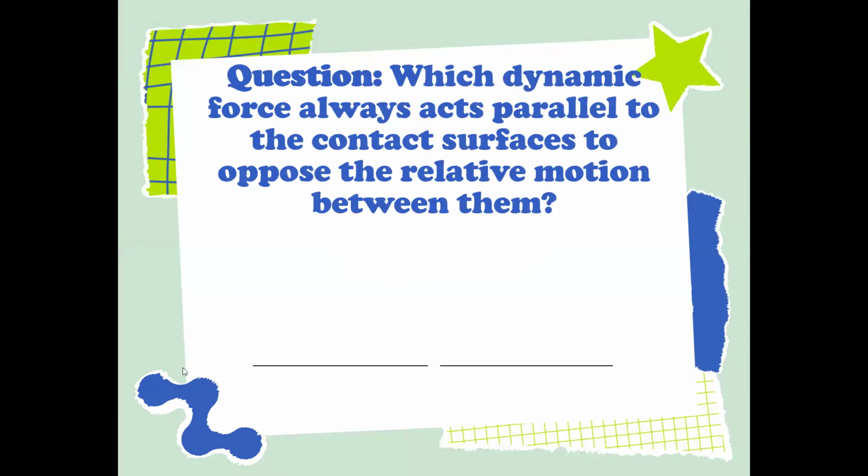Next, which dynamic force always acts parallel to the contact surface to oppose the relative motion between them? अब ये आंसर आपको आना चाहिए. The answer is friction. फ्रिक्शन ये हमेशा अपोजिट डायरेक्शन में लगानी पड़ती है.